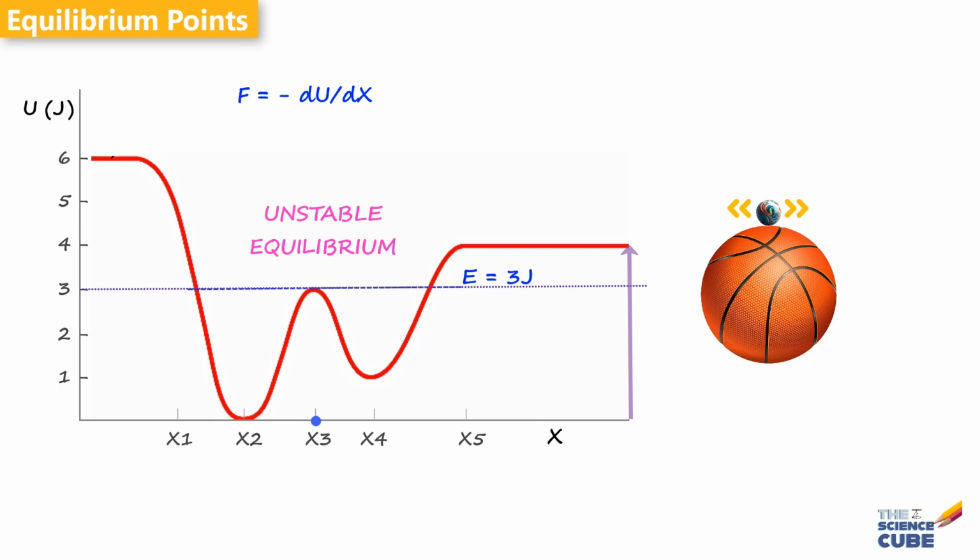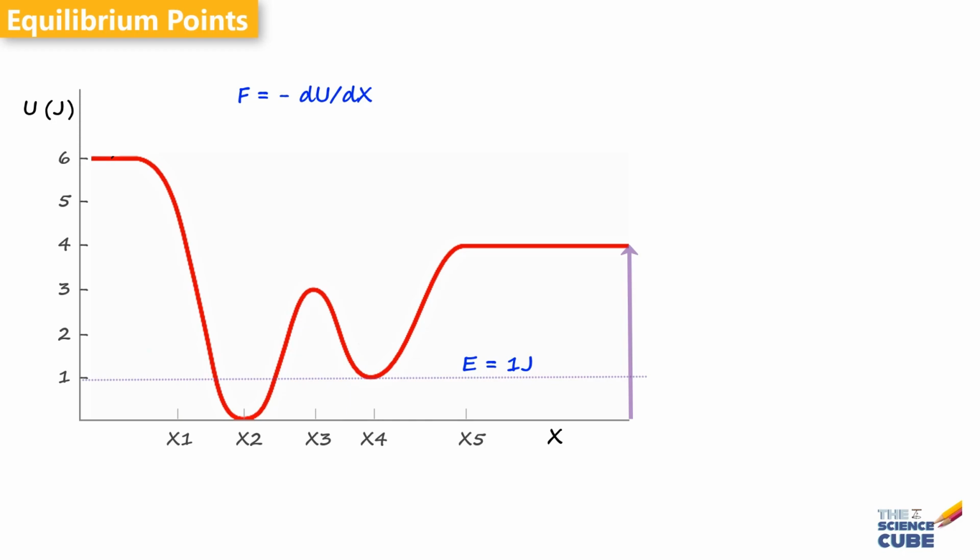Now, let us lower the mechanical energy value of the particle to 1 joule. And if we decide to put the particle at x4, it is stuck there. And why so? Simply because it has 0 kinetic energy, that is 0 velocity. That means there is no force acting on it at this point.